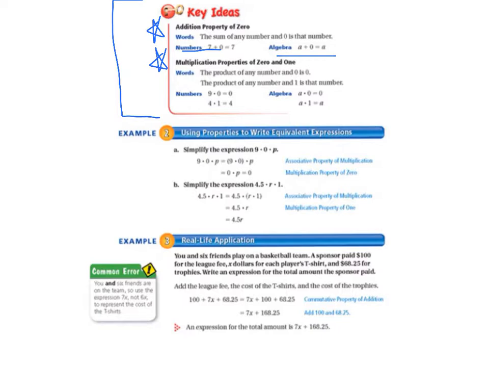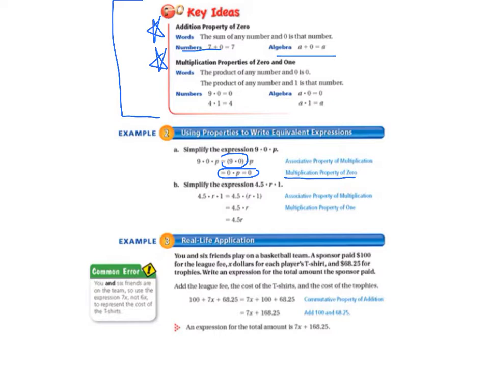And let's look at example 2. Using properties to write equivalent expressions. A says to simplify the expression 9 times 0 times p. So if we use the associative property of multiplication and we group 9 times 0 and we multiply that, 9 times 0 equals 0 because of our multiplication property of 0, then 0 times p also equals 0.